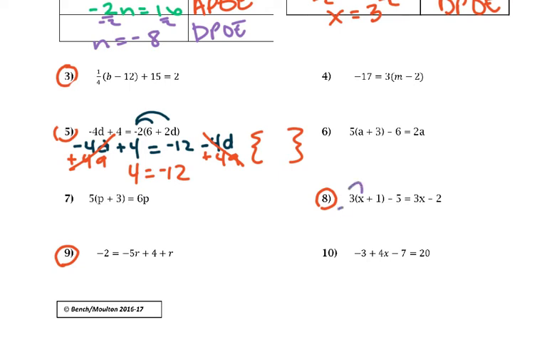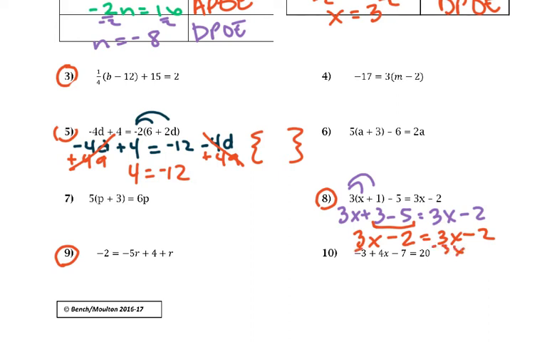Number 8, 3 times x plus 3. If there's distribution to do, you often will do that first, just because it's really the best thing to do to simplify. And then 3 minus 5 is -2, so I've got 3x minus 2 equals 3x minus 2. So you might see what's going to happen right here, but if you don't, then subtract 3x from both sides, and you've got -2 equals -2.